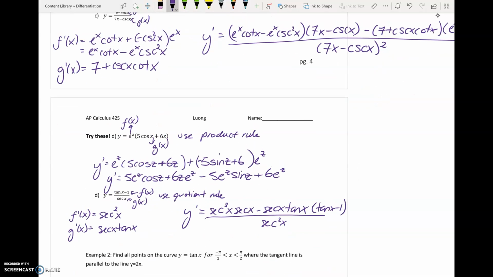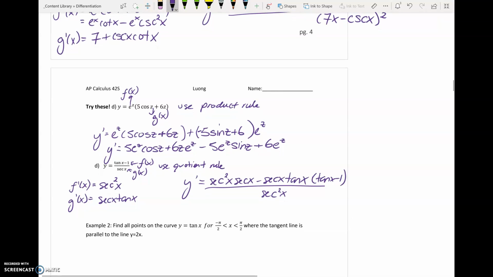Okay, so the solution to D, you're going to use the product rule. So e to the z can be f of x, and g of x can be 5 cos z plus 6 z. And then you're going to apply the product rule on those. In D, you're going to use the quotient rule. The f of x is your numerator, the g of x is your denominator.